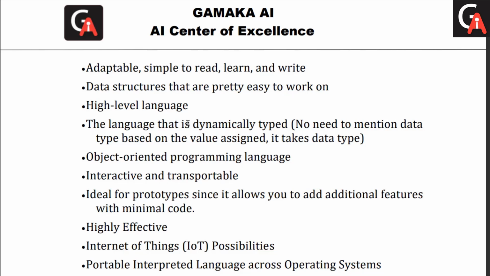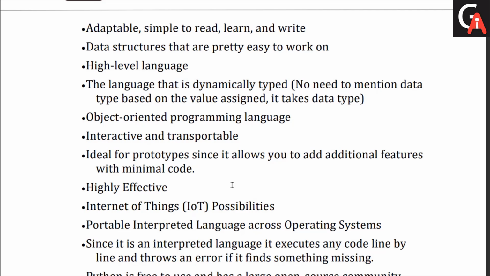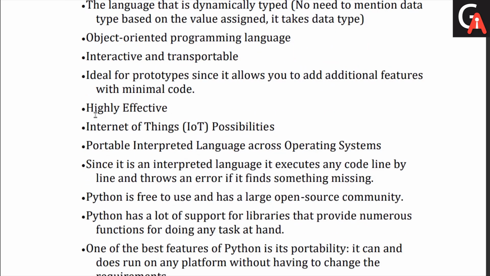Okay, so humans can read and write it just like simple English syntax, right? Then we have a language that is dynamically typed. No need to mention the data type, based on the value assigned to it. Then we have object-oriented applications as well. It is interactive and transportable, so it is not platform dependent. Ideal for prototypes since it allows you to add additional features with minimal code. It is highly effective as well.